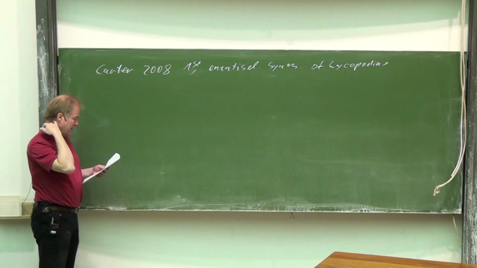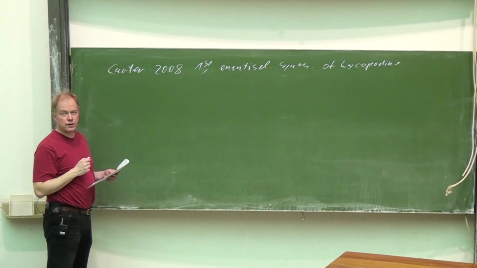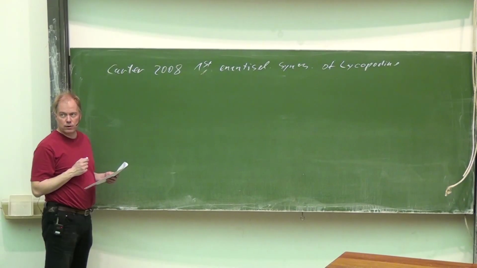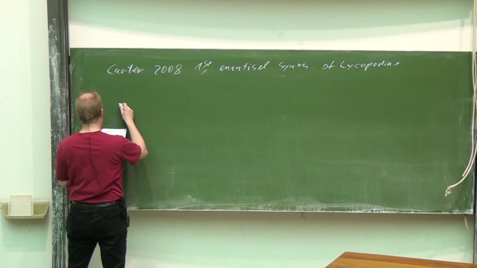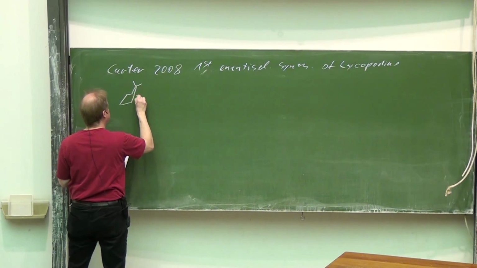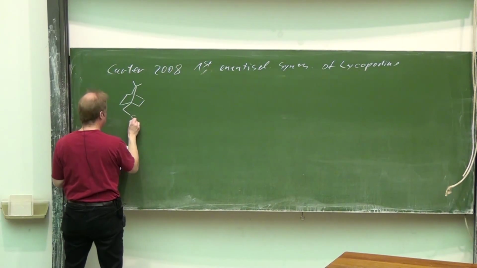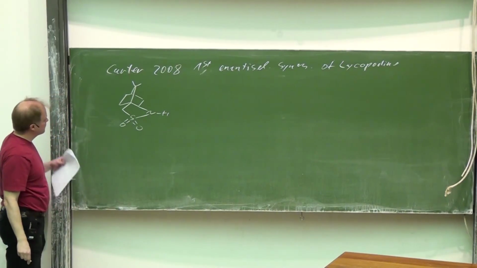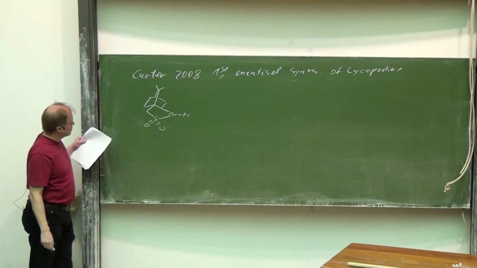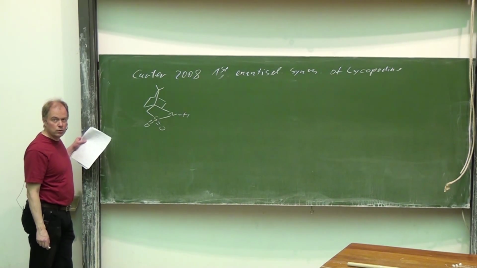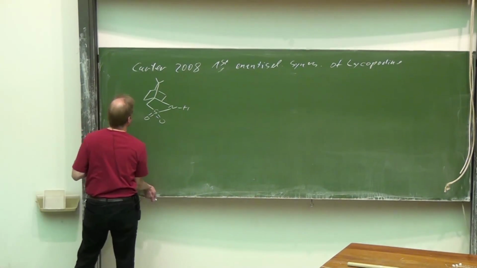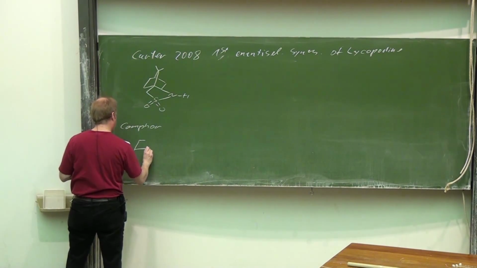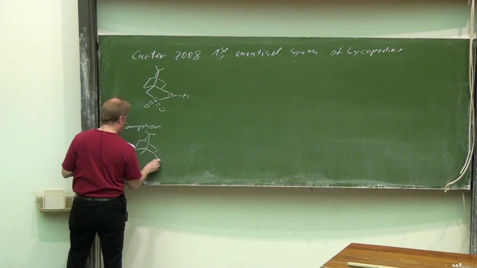So he had to decide how to introduce the chiral information, and he decided to do that with a chiral auxiliary. It's this one. I think you have seen that before. This one. So, what is the structure of the chiral pool with which you start? That is camphor. This one.